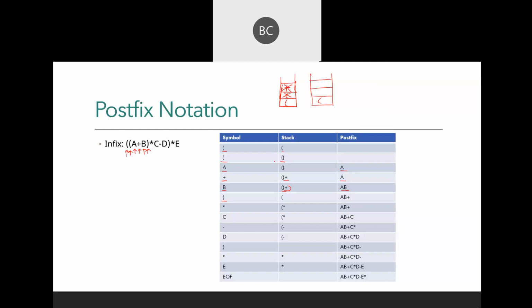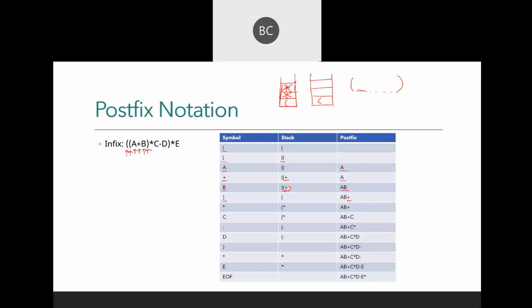So left parenthesis, you will continue to keep it on the stack until you find a right parenthesis. So if you find a left parenthesis, keep adding onto the stack. The moment you get the right parenthesis, you will pop out all the operators inside the stack and put it on the result side. So same thing, I found the right parenthesis. I'll pop out the plus sign and put it here.